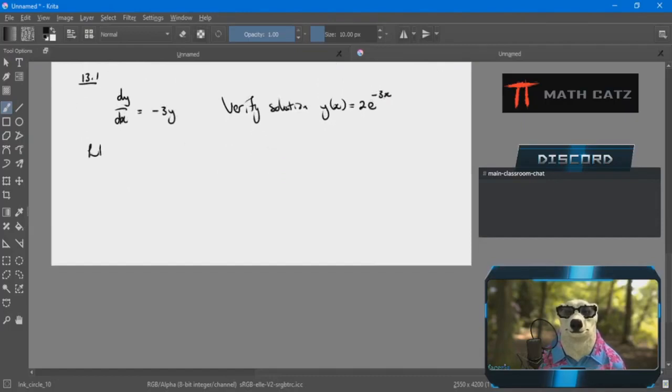So now I'm going to look at the left-hand side of this equation, which is dy/dx. That is going to require that I take the derivative of my proposed solution, and we know how to do that. The 2 stays in front. It's going to be the chain rule, so the derivative of e to the something times the inside something. I can simplify to negative 6 times e to the negative 3x.